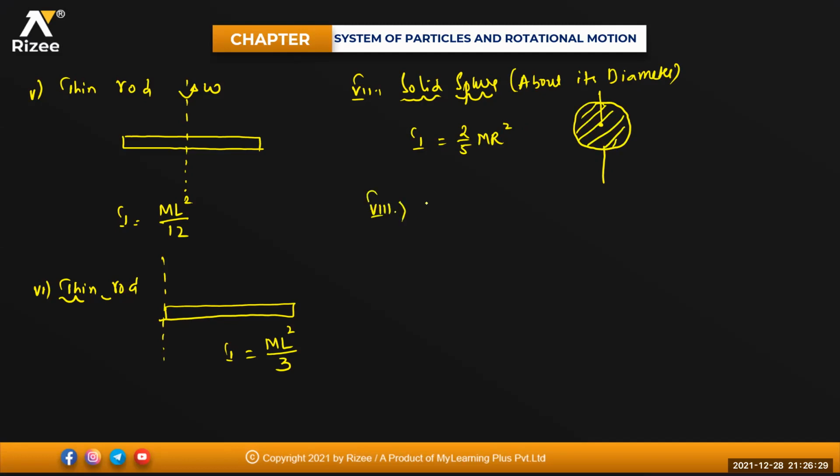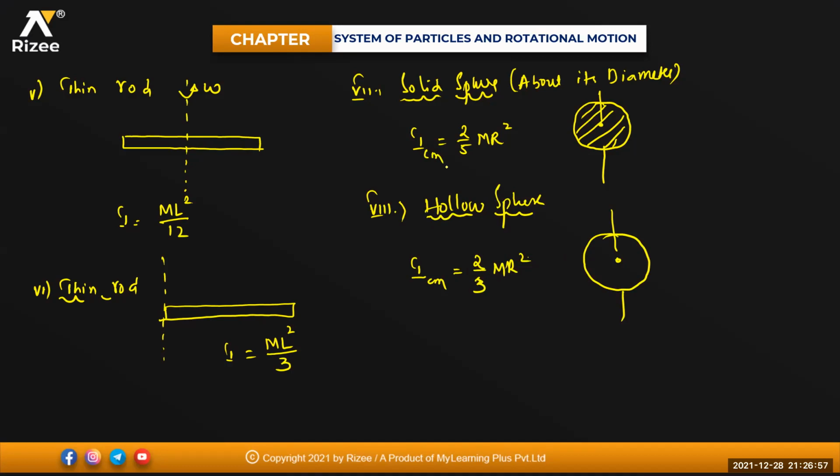Eighth one. For your hollow sphere, same thing, beta. For your hollow sphere, about its diameter or about its plane, moment of inertia will be equal to, ICM will be equal to 2 by 3 m into r square. This one is also your ICM. Clear? So these are some of the things you need to remember for the given conditions, beta. For solving numericals, you need to remember that.